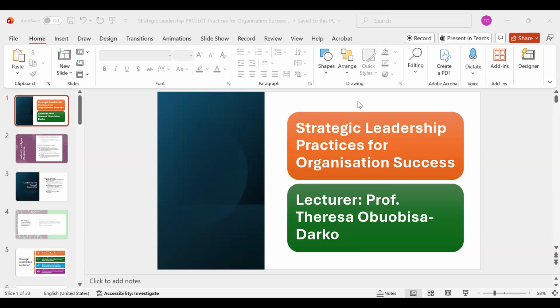So we are moving on, and next week we'll come back to the leader behavior, which we should have done before this, as I have already indicated. But we are going to do the strategic leadership plan for organizational success.